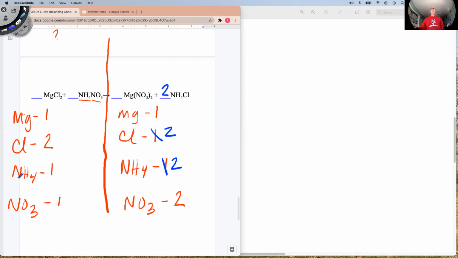So let's see if I can double the number of ammoniums. I double the number of ammoniums by putting a 2 there. That means two ammoniums. But in doing so, I've also doubled the amount of nitrates, which is perfect because that's exactly what I needed. So a 1 to 1, a 2 to 2, 2, 2, 2, 2. And then I just add ones all the rest of the way across.